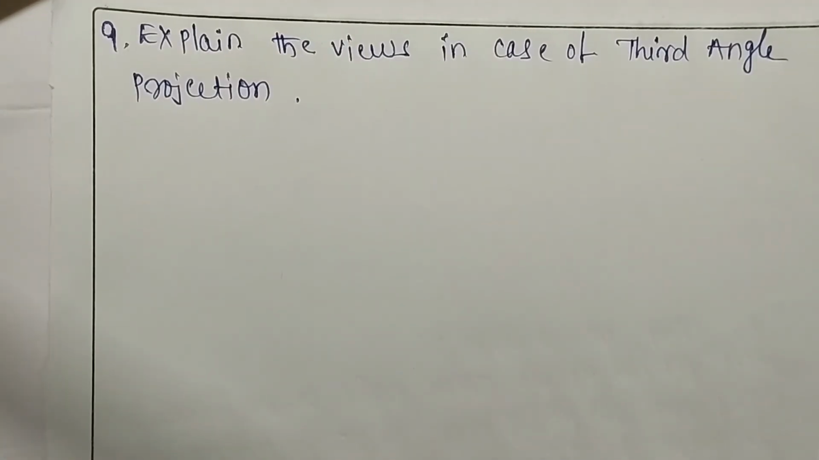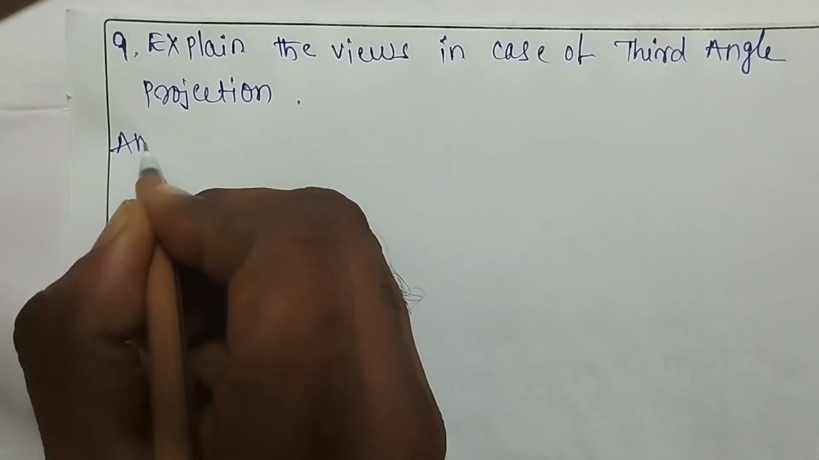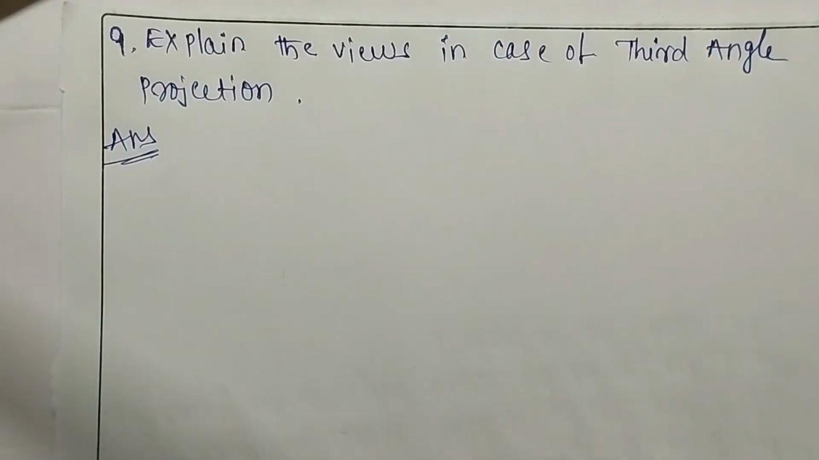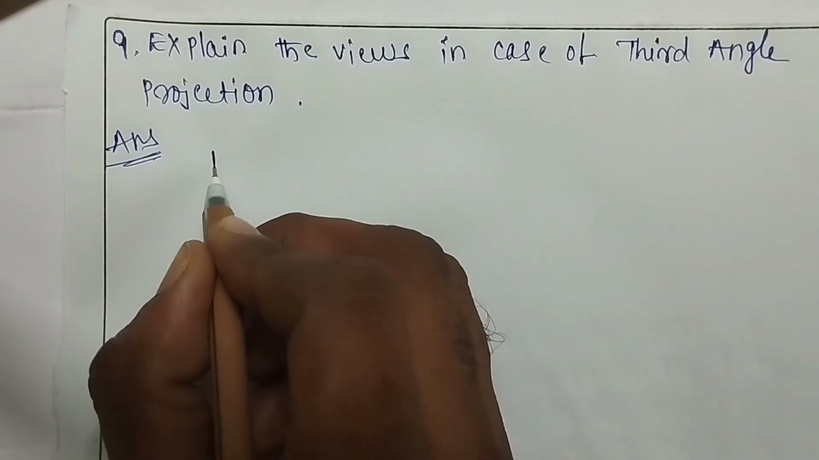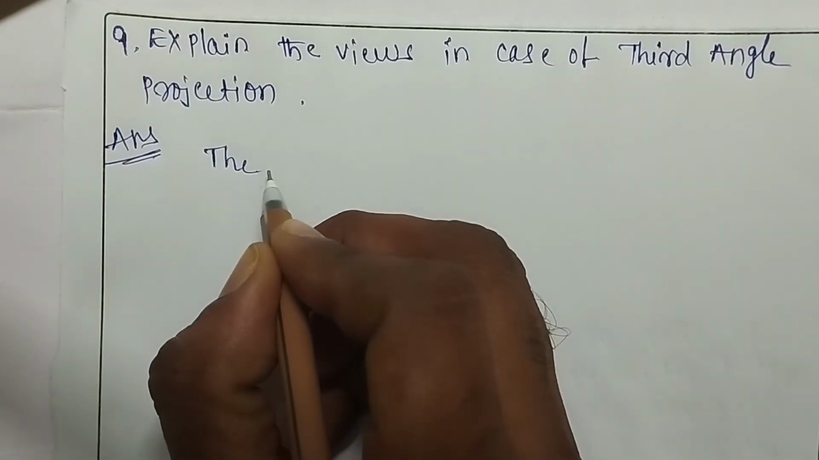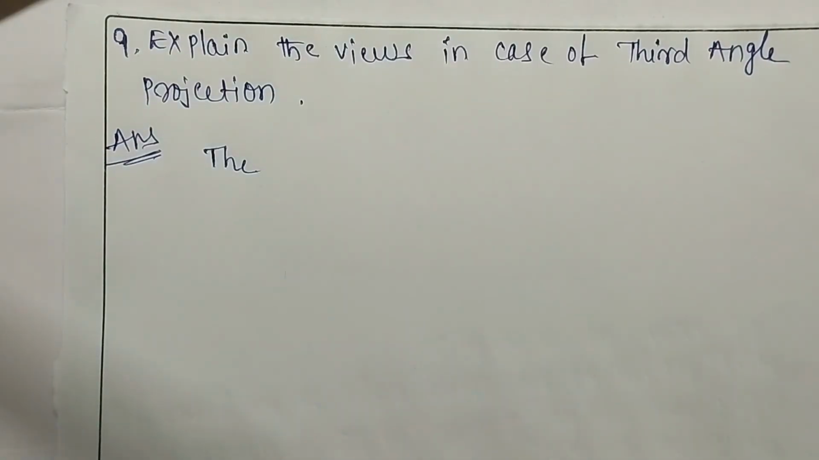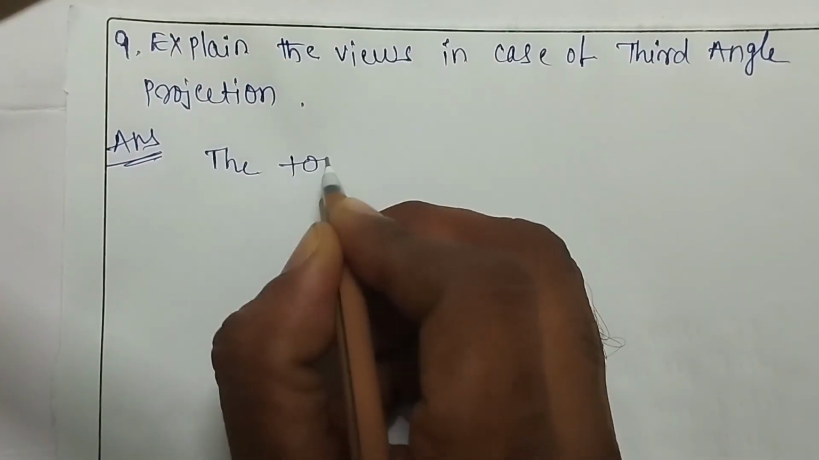Similarly, as we just discussed the views in first angle projection, the next question asked is to explain the views in case of third angle projection. The same thing, I am going to write the answer. This is a 1 mark question, that's why I am writing it short. In third angle projection, the first thing is the top view. The top view sits at the top of the front view, and then the right view sits on the right side of the front view.